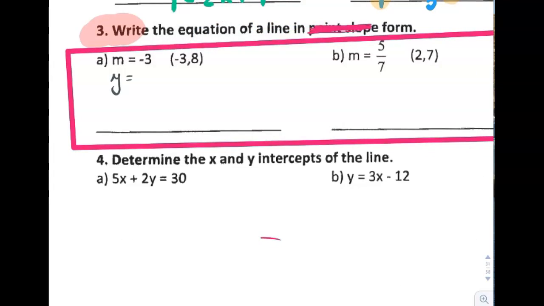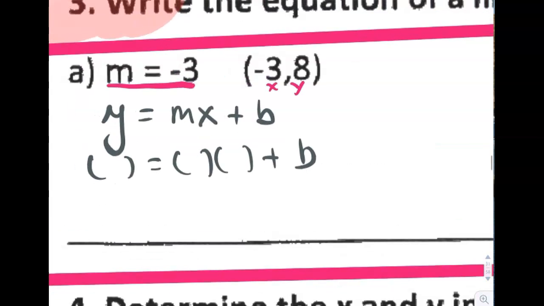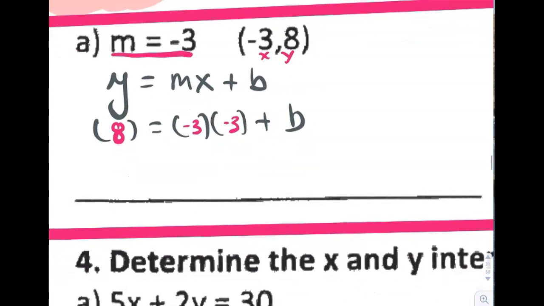Remember, I always say, y equals mx plus b. Blank equals blank blank plus b. They gave me an m, they gave me an x, and they gave me a y. So what goes right here? What goes right here? And finally, what goes right here? And in some classes, we may have done this example yesterday. In other classes, I'm not sure. But it's a good recap either way.